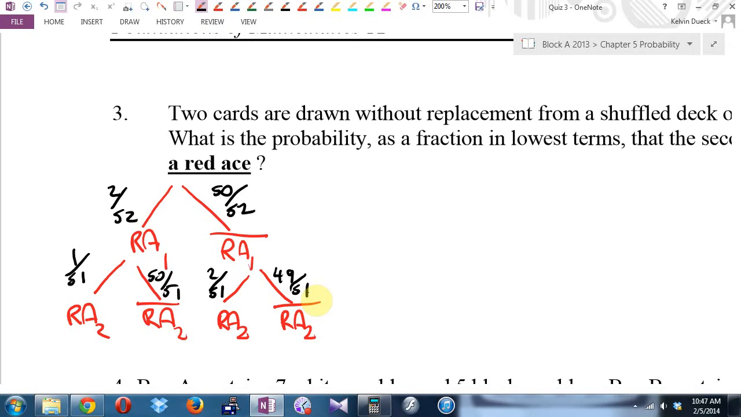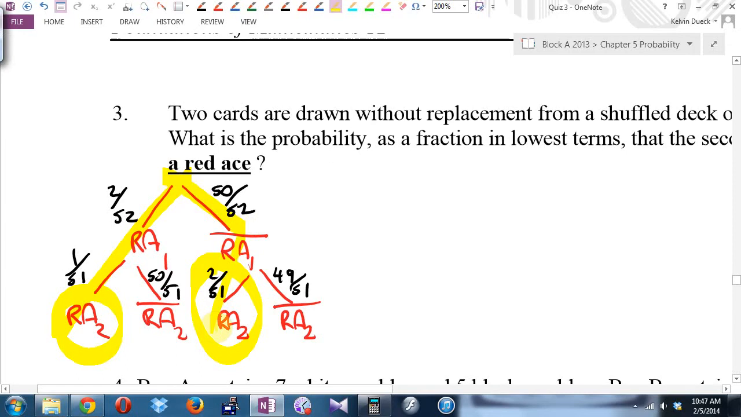Gotcha. Second card is red. The branches that end with a red ace 2 are that branch or that branch. It's going to be that or that. It's going to be multiply down, add across. It's going to be 2 out of 52 and 1 out of 51, or 50 out of 52 and 2 out of 51.